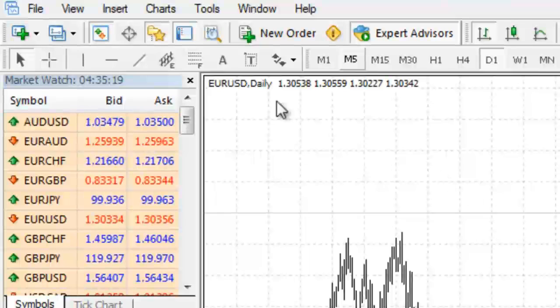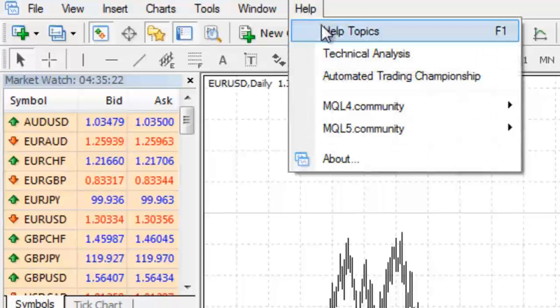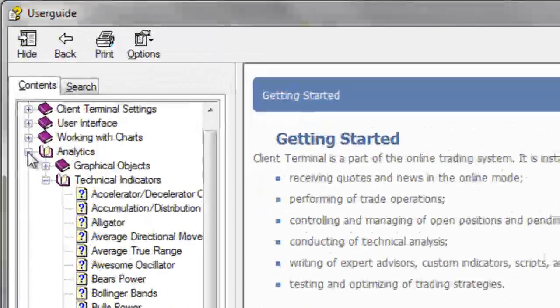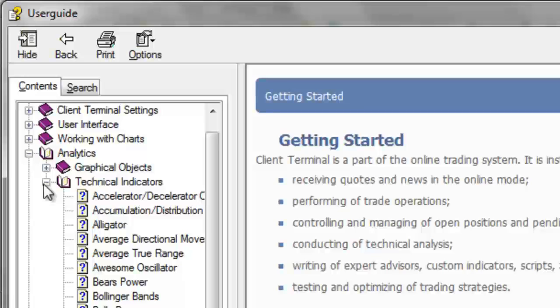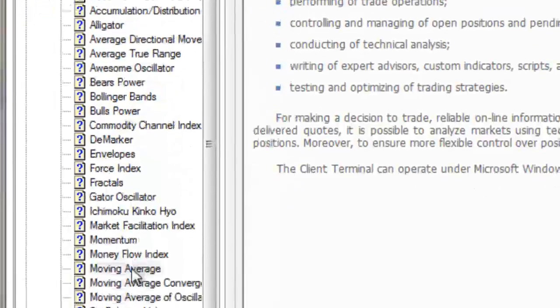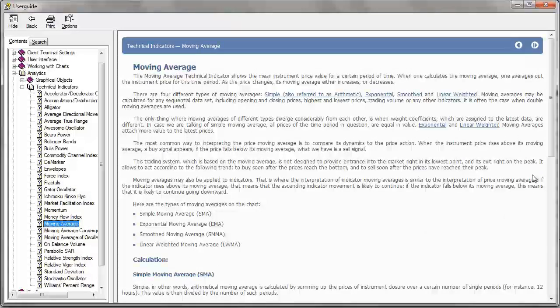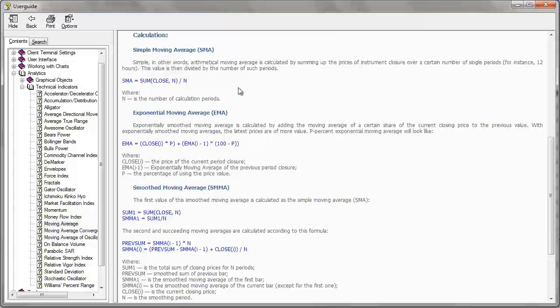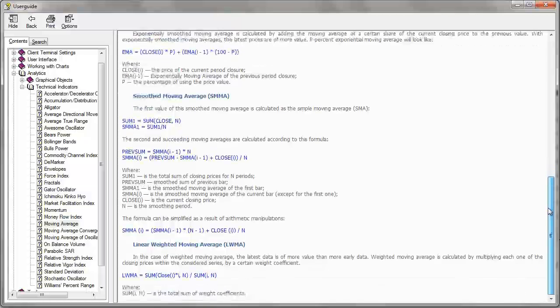Now if you'd like more information about all of these, and you'd like to know how they're calculated, come back to the main MT4 platform, click on Help, then Help Topics, and that will open up the user guide. When you open up the Analytics folder and then the Technical Indicators subfolder, if you scroll down to Moving Average and then click on that, it gives you explanations in great detail of the calculation for each of those different types of moving average.